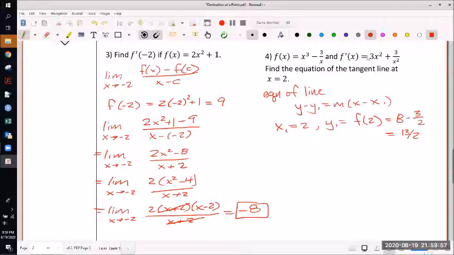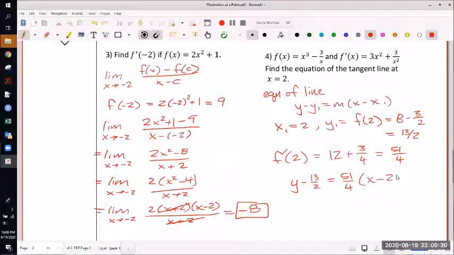To find my slope, I just need to substitute that x equals 2 into the derivative function. f prime of 2 gives me 3 times 4 is 12 plus 3 over 4. Or if I find a common denominator, this is 48 over 4 plus 3 over 4 is 51 over 4. I can then put that together. I get y minus 13 over 2 equals 51 over 4 times x minus 2. That's the equation of the line in point slope form.